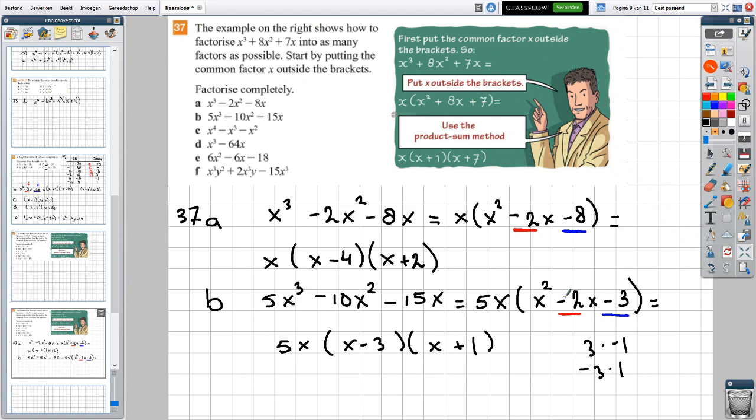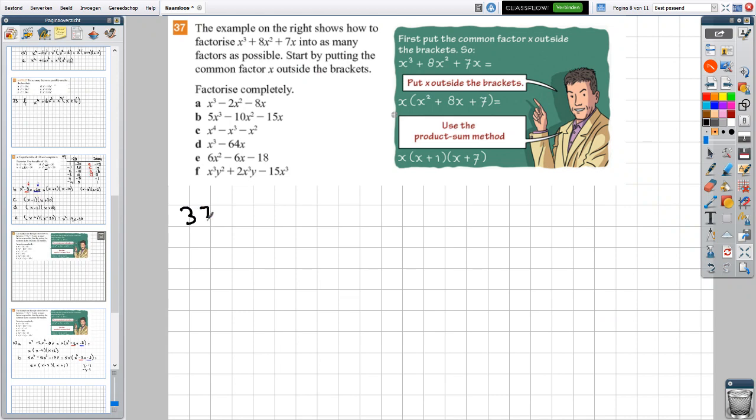Let's take a look. Can I do this any other way? Or can I show another example? I mean, maybe I can show you f as well. Let's do f. Looks like a difficult one. X to the power of 3y squared plus 2x to the power of 3y minus 15x. Well, that's a very bad x. X to the power of 3.